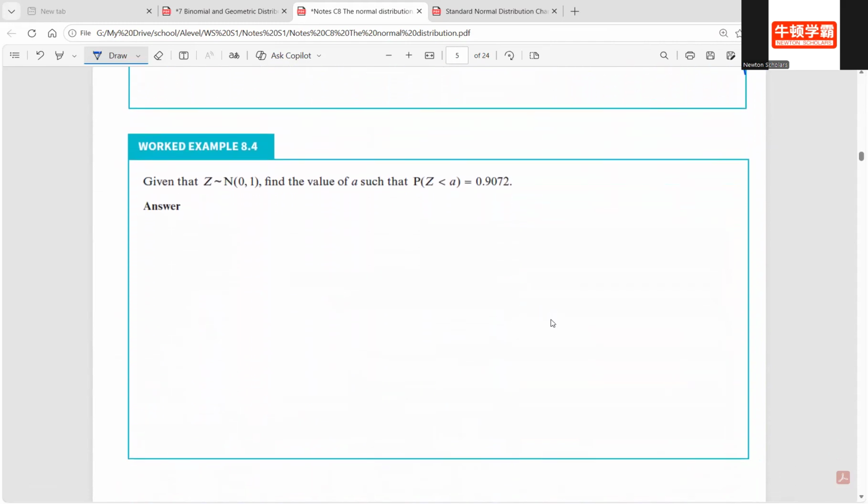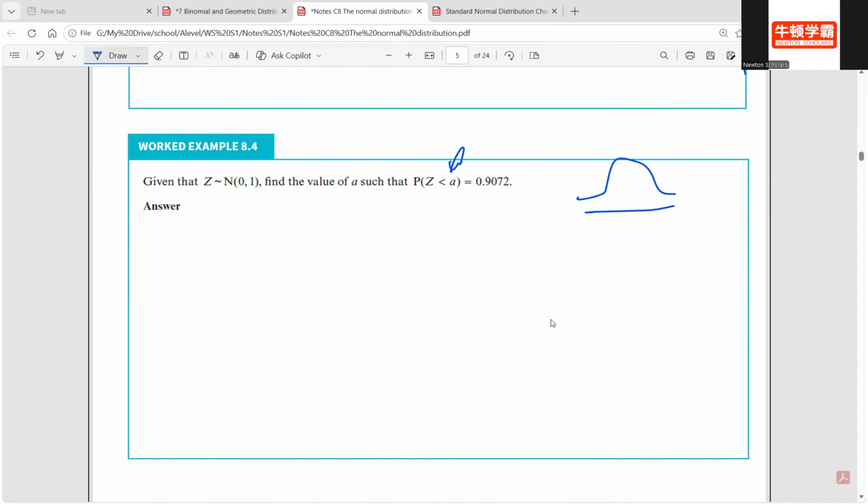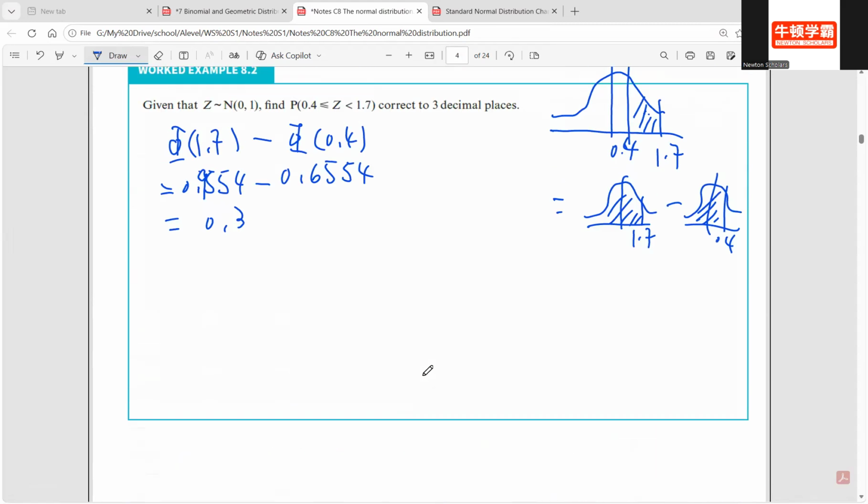So next one, this one we need to find the value here. Same case. This one is less than A. When that is less than A, you have here, this one is A, less than. So 0.9072. Remember this value, 0.9072. So we go back here.